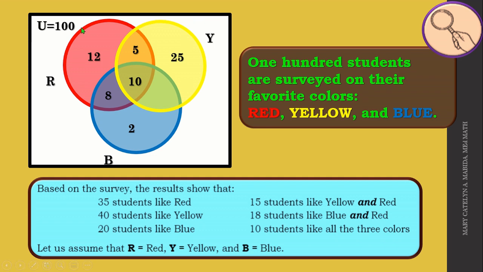And all the numbers within the red, blue, and yellow total only 62, so where are the 38 students? Now these 38 students represent those students who do not like either the red, the yellow, or the blue. And so they must be placed outside of the three circles, but still inside of the universal set.